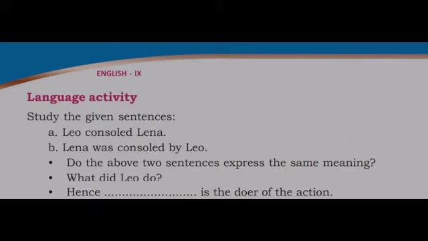Here, in the first sentence, Leo consoled Lena. Leo is the subject, that is doer of the action. Consoled is the verb. And Lena is the object, that is the receiver of the action. Then, next one, Lena was consoled by Leo. This sentence also has the same meaning. Here, Lena is the object, consoled is the verb, and Leo acts as the subject.